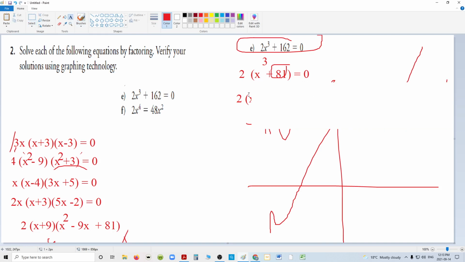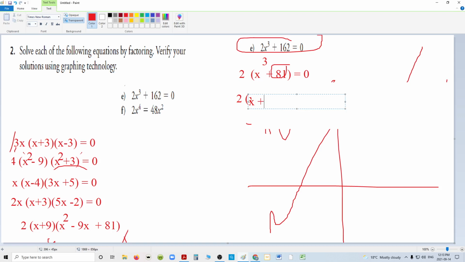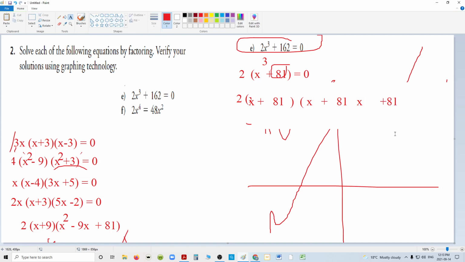Why did I put x plus the cube root of 81? Because there's no cube root of 81. That was my mistake. However, I can still technically use the cube rule to come up with all the factors. And then I just got to do 81 like this. I also have to remember that this is not a plus, it's a minus.